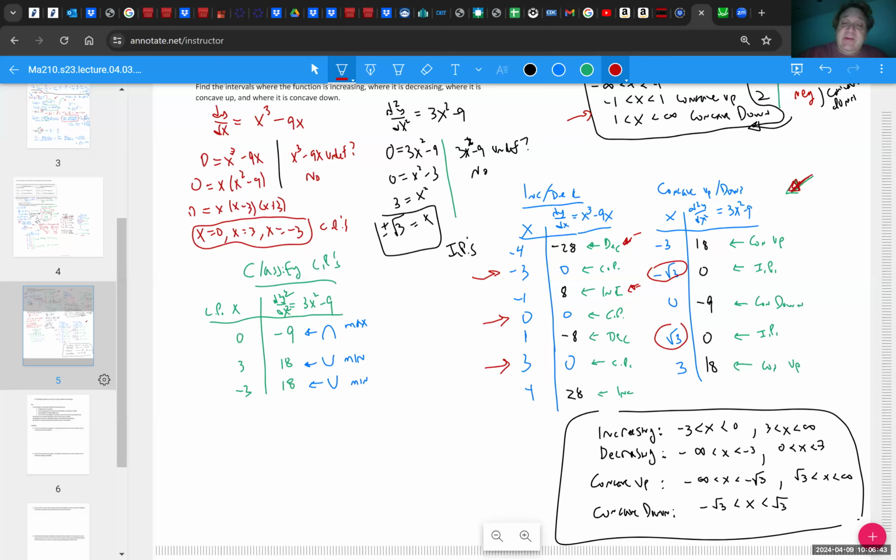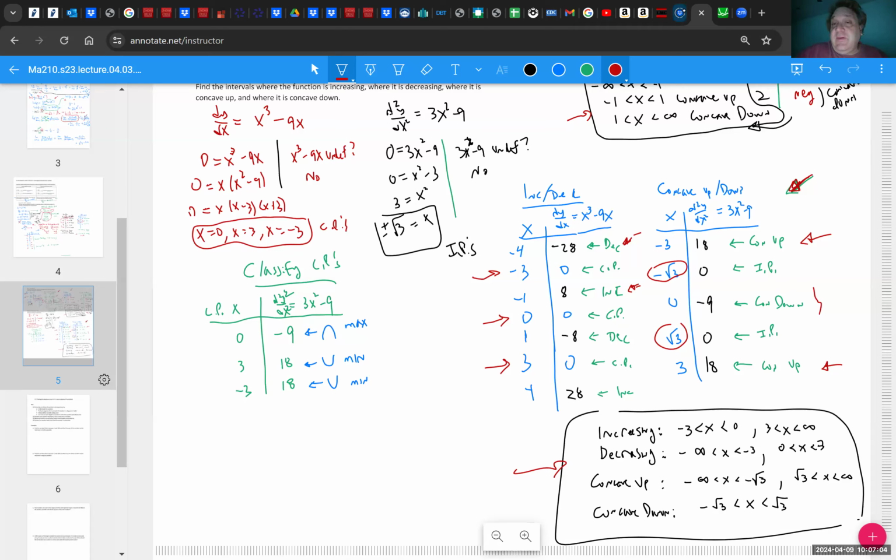And then I have my little summary right here. Increasing had 2 sections. So I look in the increasing and decreasing list. I found out that from -3 to 0 was increasing, as well as from 3 to infinity. And the other sections is where it was decreasing. And concave up had 2 sections. There's a concave up section here and a concave up section here. And there's only one concave down section in the middle. And I wrote that there.